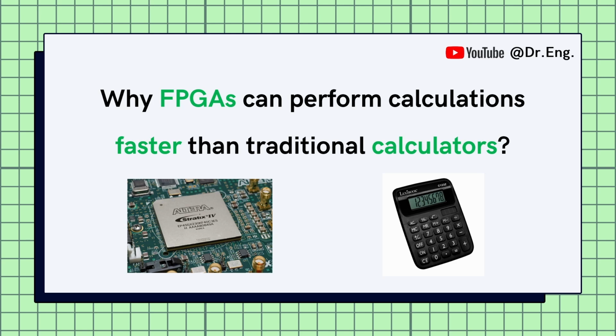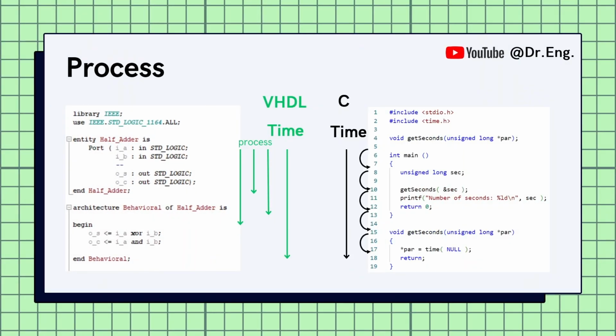Have you ever wondered why FPGAs can perform calculations faster than traditional calculators? Well, the secret lies in their ability to handle complex arithmetic operations in parallel. As we discussed in the full adder tutorial, all processes in an FPGA run simultaneously once power is supplied, unlike software programming languages like C, where each statement runs sequentially. This means only when the previous sentence is finished will the next sentence in a C program begin. So the FPGA runs faster than traditional calculators.